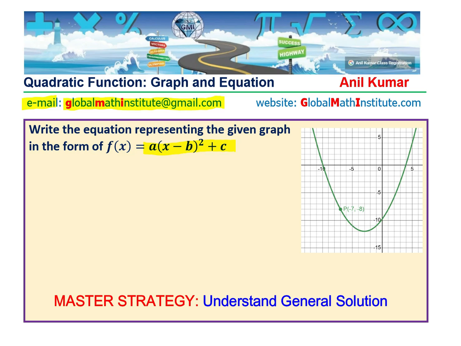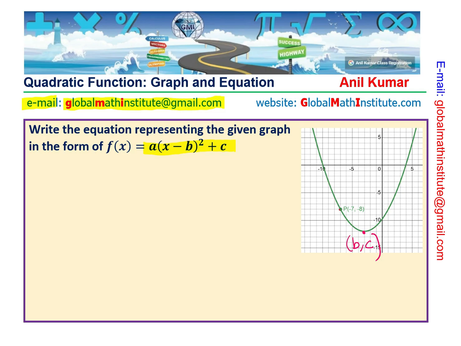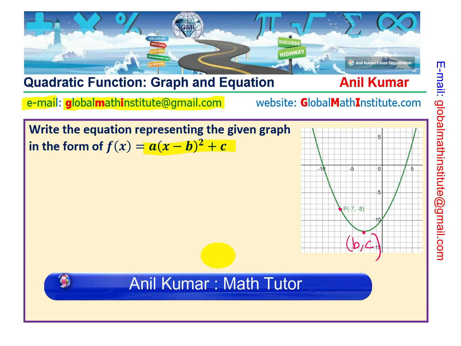Let me give you the basics here. The vertex gives you two critical values, which are b and c. To find the value of a, we look at the given point. Substituting that point will give you the value of a, and that is how you find the equation of a parabola in a very simple way. So, let's begin with a simple example first.